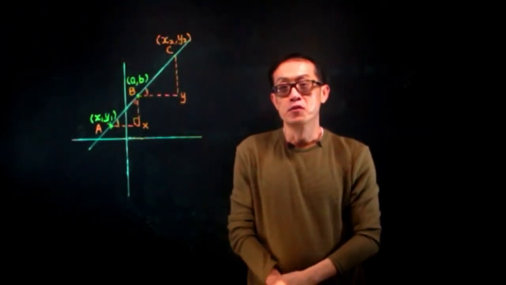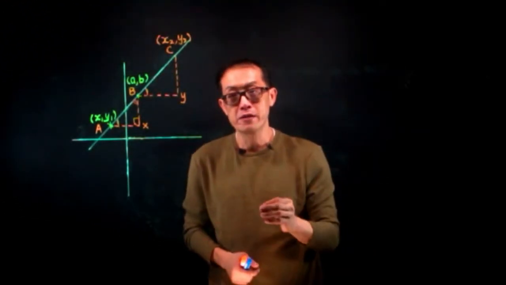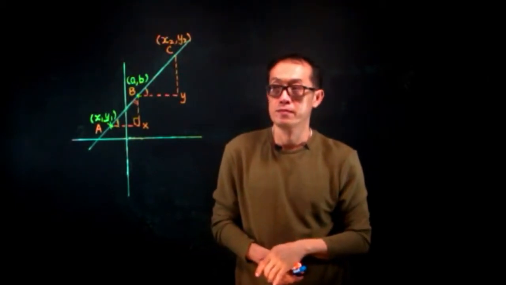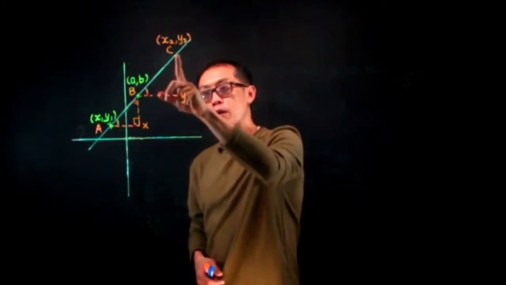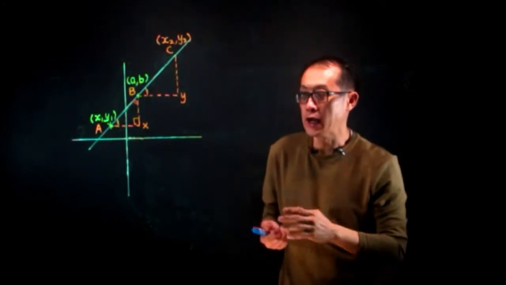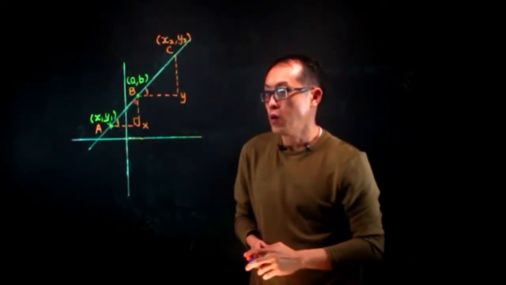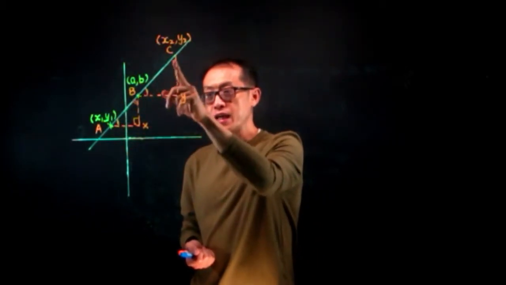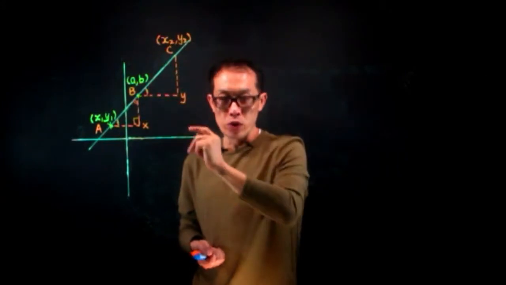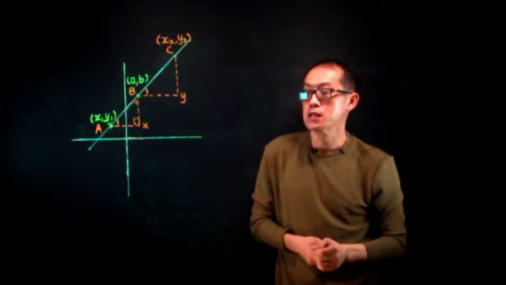Hi, today we will be covering midpoint theorem and ratio theorem. Now if there's a line and these 2 points A and C are on the line, what is the coordinates of B if B divides AC equally into 2 equal parts?